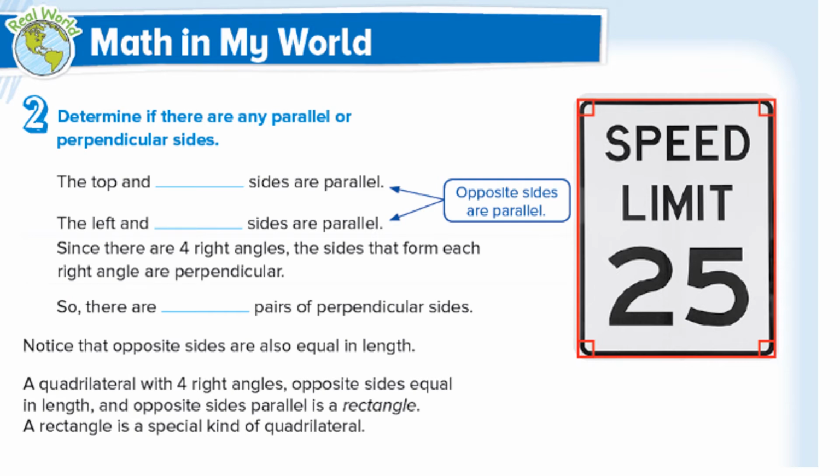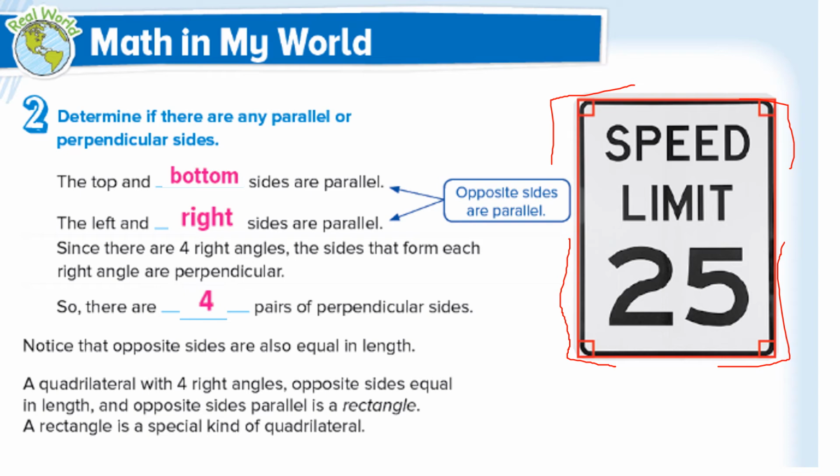And now let's look at if it's parallel or perpendicular. How about the top and the... what are parallel? The top and the bottom, right? The left and the right sides are parallel. Since there are 4 right angles, the sides that form each right angle are perpendicular. So we've got these and these sides, and this side and these two. So we've got 4 pairs of perpendicular sides.